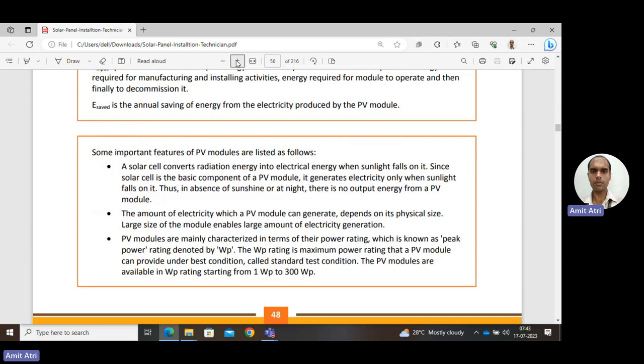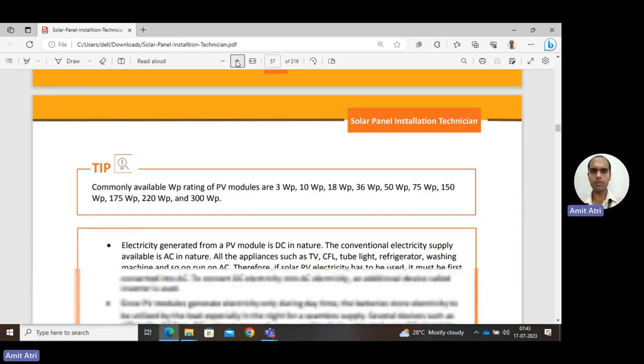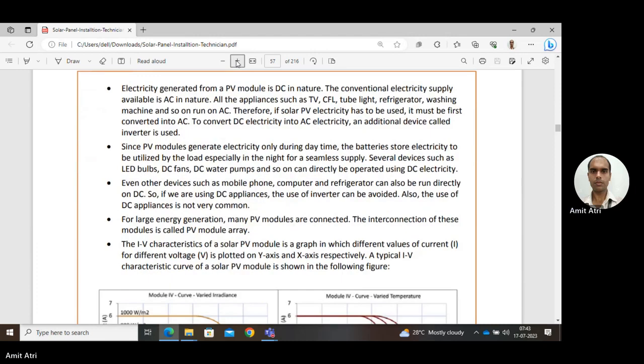So in the market, PV modules are available from 1 watt peak to 300 watt peak. The output from a PV module is in the form of DC, direct current. The devices commonly used in households usually use AC, alternating current. So we need an inverter to convert the DC into AC.